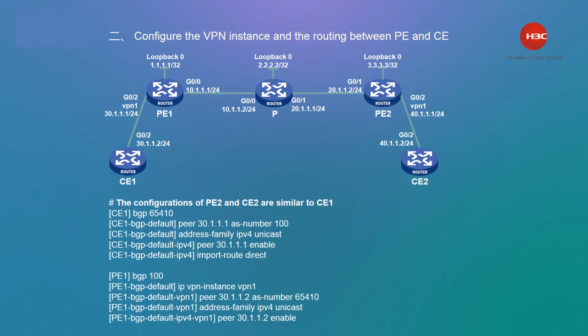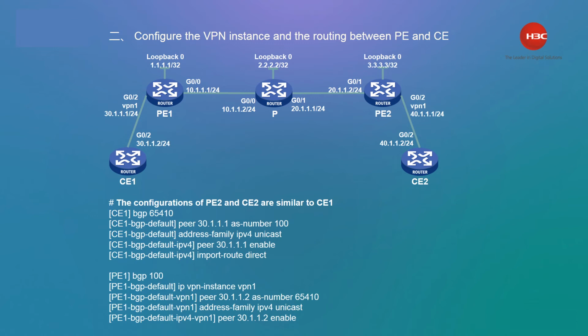Then the routing protocol between PE and CE is configured so that PE's VPN routing table can learn the private network routes of CE. We generally use OSPF or eBGP as the routing protocol, and take eBGP as an example here. Configure PE as the eBGP peer on CE. Enable this peer in the IPv4 address family, import direct routes, and advertise local routes to PE.